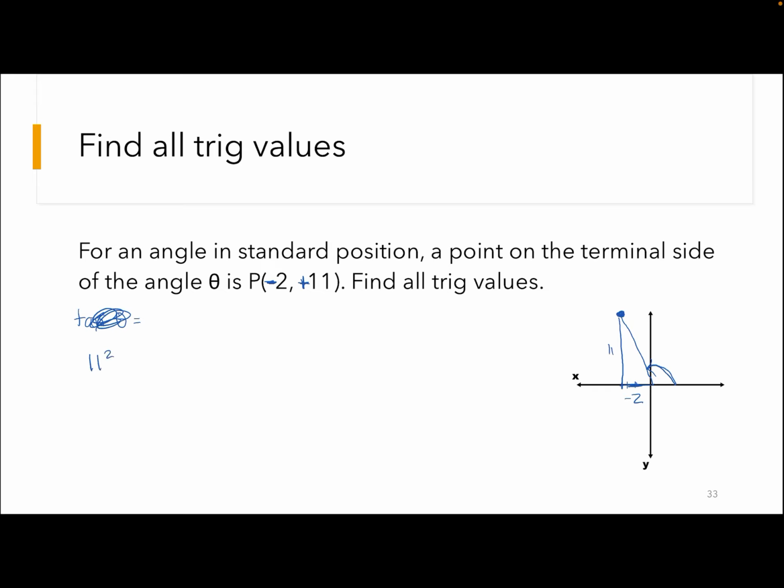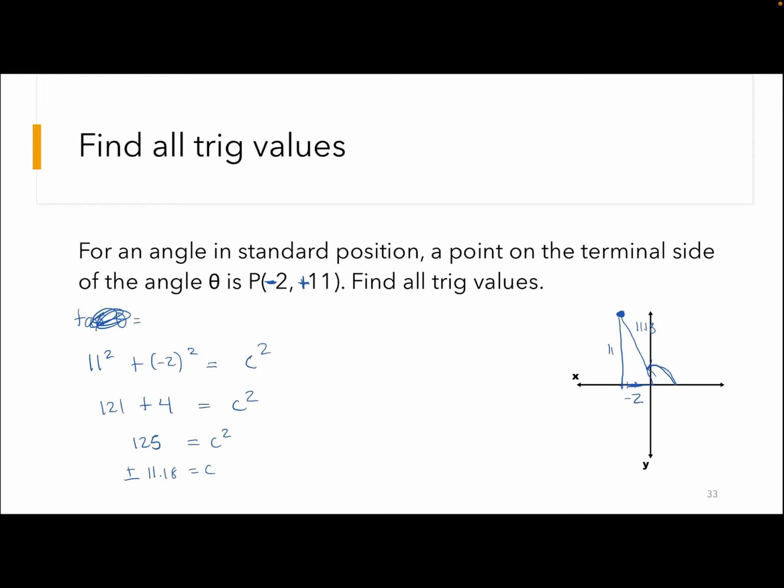So we're going to have 11 squared plus negative 2 squared is equal to c squared. That's 121 plus 4 equals c squared. So 125 equals c squared. The square root of 125 is 11 point something. It's 11.2. So we'll say 11.18 is equal to c, rounded to 2 decimal places. So the hypotenuse is 11.18.